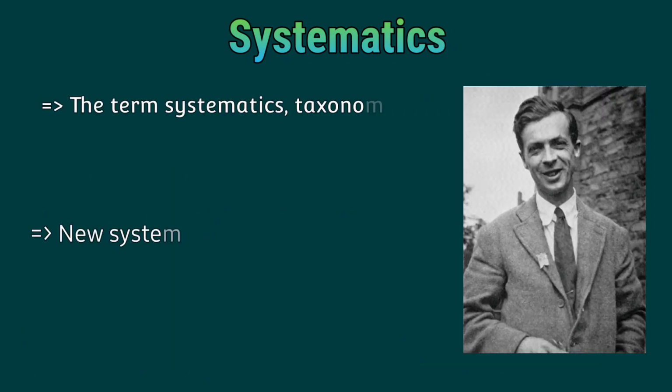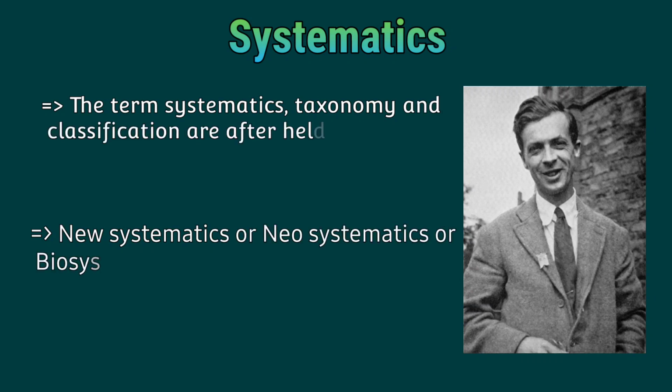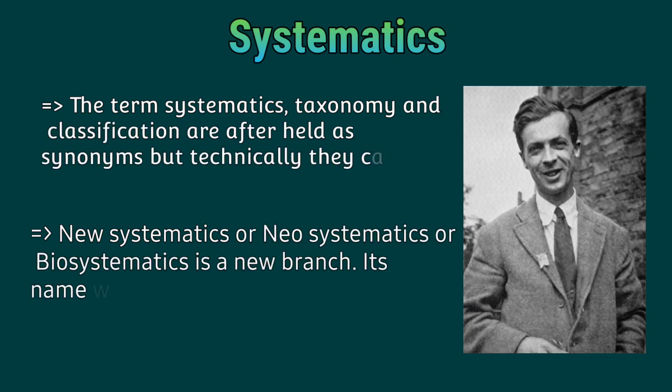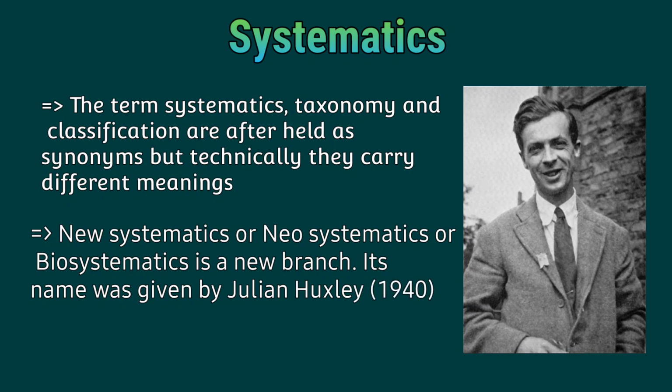The terms systematics, taxonomy, and classification are often held as synonyms, but technically they carry different meanings. New systematics or neo-systematics or biosystematics is a new branch. Its name was given by Julian Huxley in 1940.